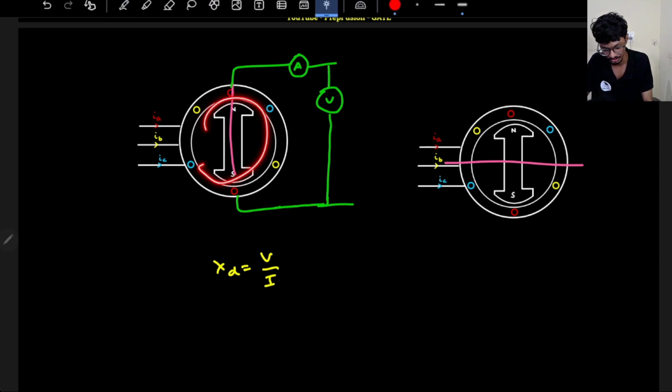If my rotor is in this position, or okay, let me do one thing. Now, okay, let me do this, right? Let me rotate this.